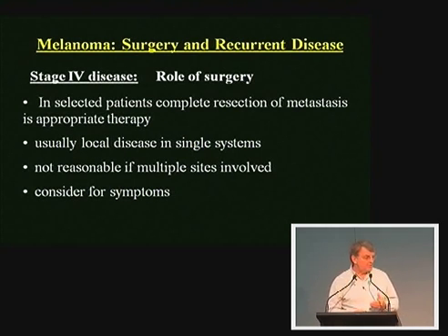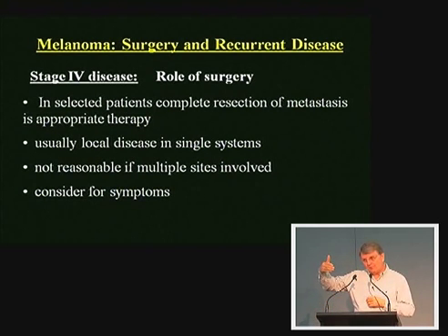So the role of surgery is in selected patients where we feel we can get it all out. There's no point in taking a piece out and leaving it still there. That hasn't helped anyone. Usually it's local disease, 1 or 2 deposits in a single organ, and where the risk of the surgery does not outweigh the benefit. It's not reasonable if it's spread to multiple sites. People often say, because what you believe, which is true, if it's cut out, it's gone.